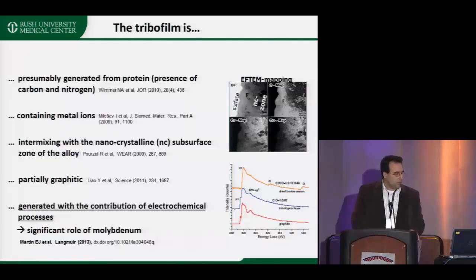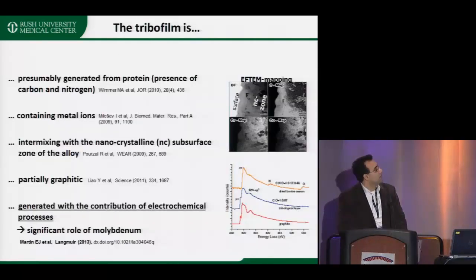So what do we know so far? Let me quickly summarize. We know that this layer is presumably generated from protein in our solution or in the synovial fluid, mainly due to strain. Further, we know that it contains metal ions, cobalt, chrome, molybdenum, and also nanoparticles, like cobalt chrome particles.